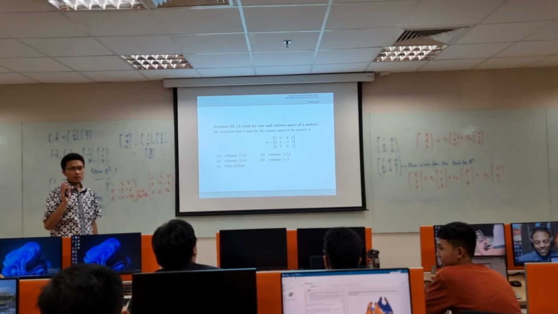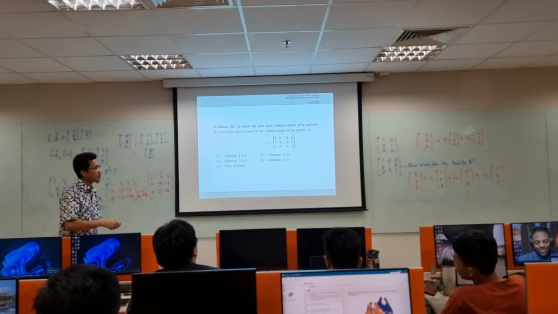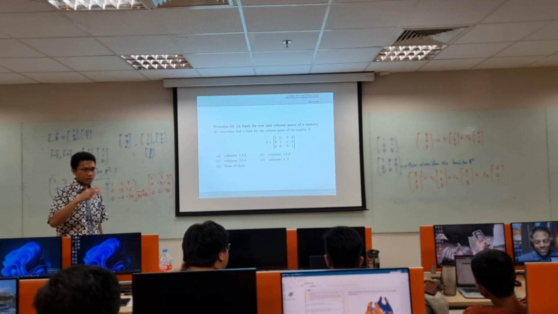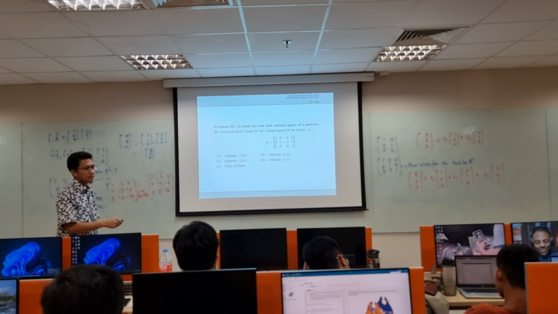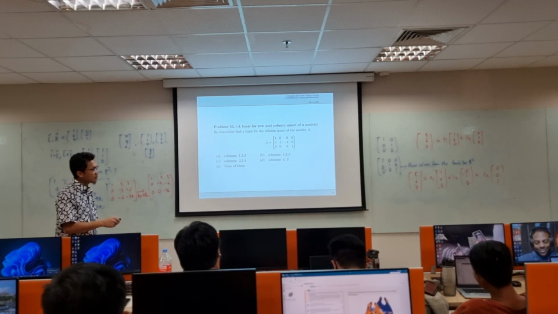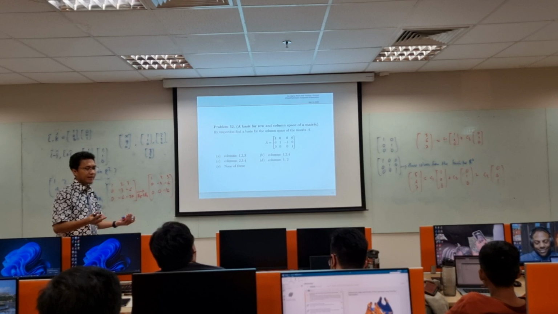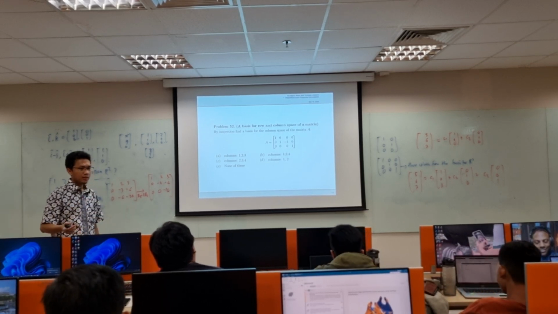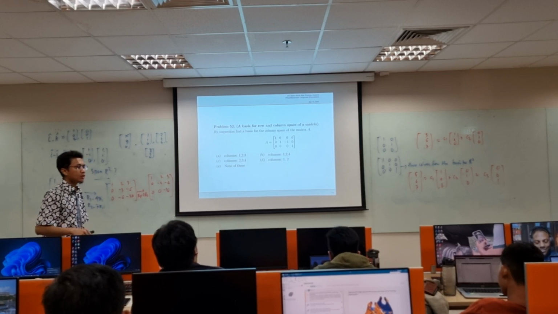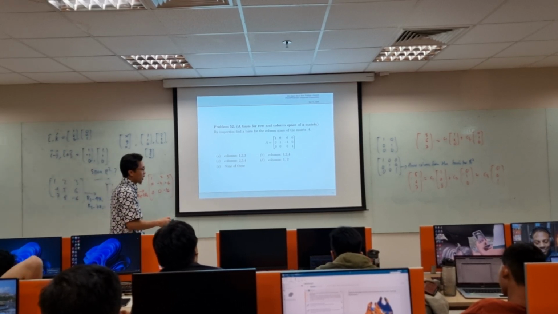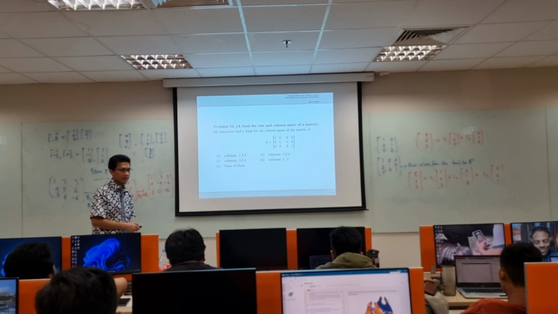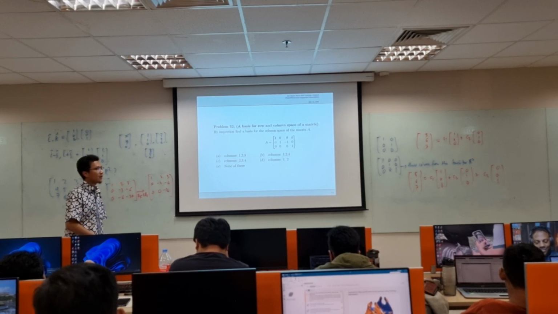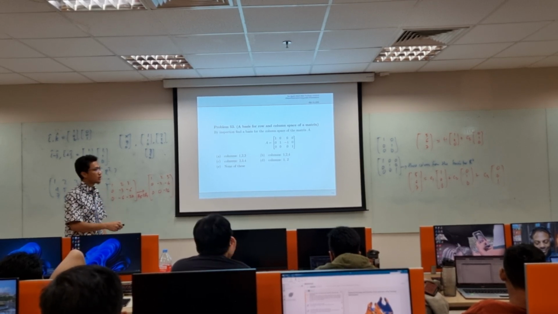Okay, please see here clearly. A has 3 rows, and then 4 columns. The maximum vector space that can be spanned by the columns is R3. So the basis must fill up R3 also. So you choose 3 linearly independent vectors, then they can span R3, which is 1, 2, and 4.